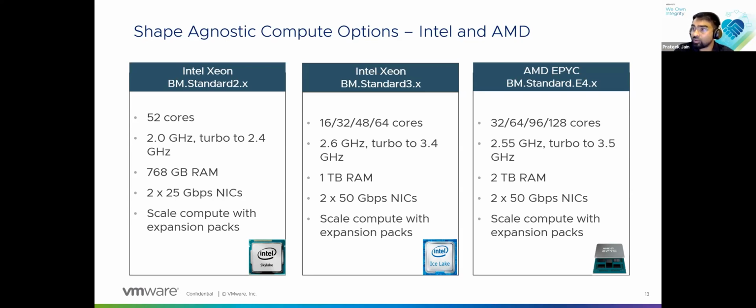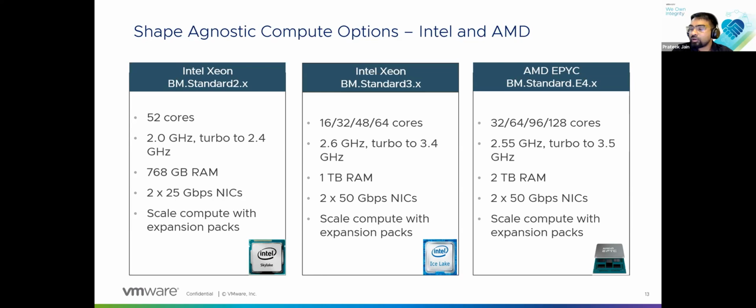So if you use 16 cores of a 64 core node because you chose that while you were deploying it, then you would only be billed for 16 cores. You would get the same amount of memory, and the same amount of storage would be there because you would be using block storage. And these would have 2 NICs of 50 Gbps each.